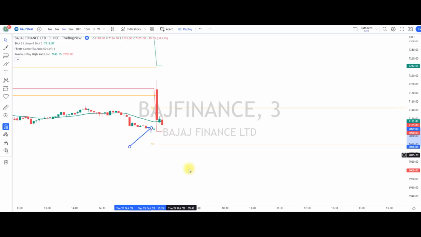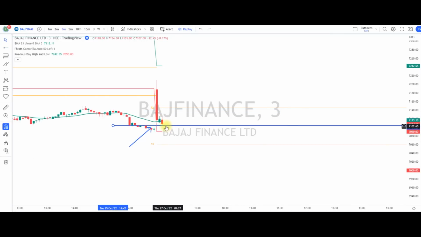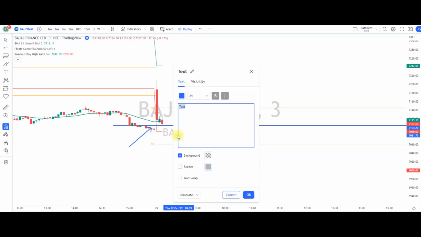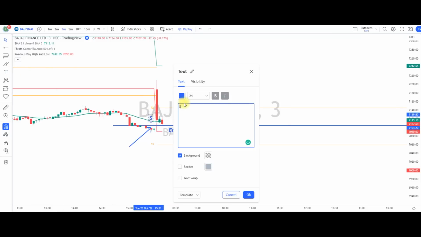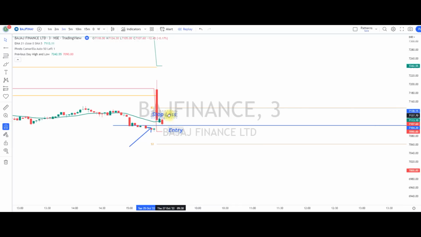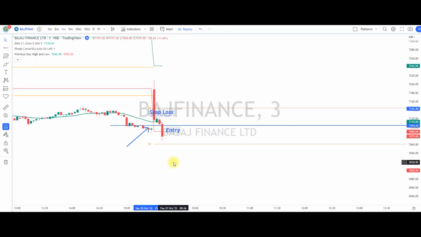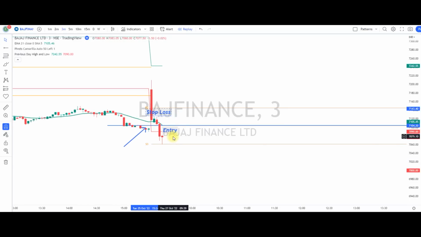So this is a green candle. Then we got an entry below this red candle. Below this red candle is our entry, and the stop loss is the high of this red candle. We will see how this trade is going on. From there we are getting a very nice move.